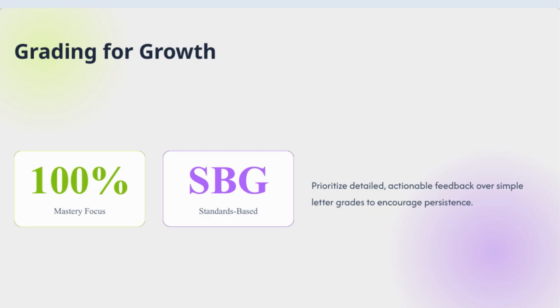The goal is to help students reach a 100% mastery level, so our assessments should reflect their progress toward that goal. By concentrating on mastery and growth, we create a learning environment where the emphasis is on continuous improvement. Grading for growth means we recognize effort and progress, not just the final product.